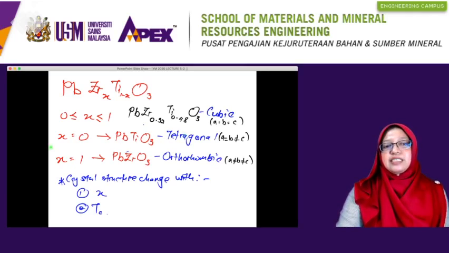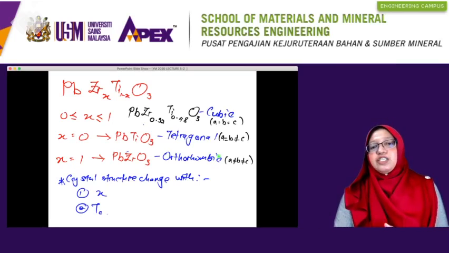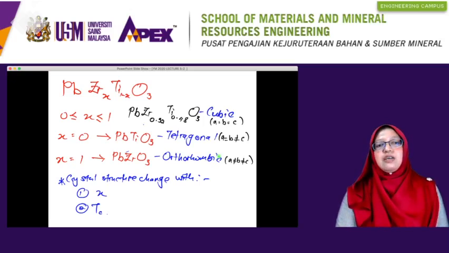And for this composition, it has been reported that it exists as tetragonal. But when x equals 1, that means there is no Ti. The composition becomes PbZrO3, and for this composition, it forms orthorhombic. So we can see that the crystal structure can change with the substitution of the x value or the Curie temperature.